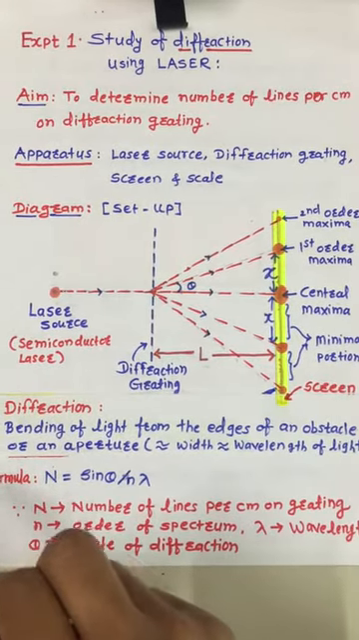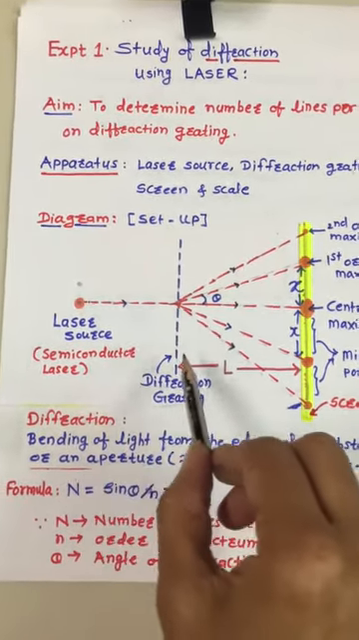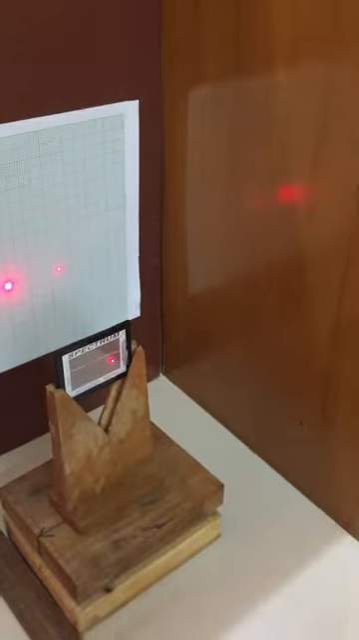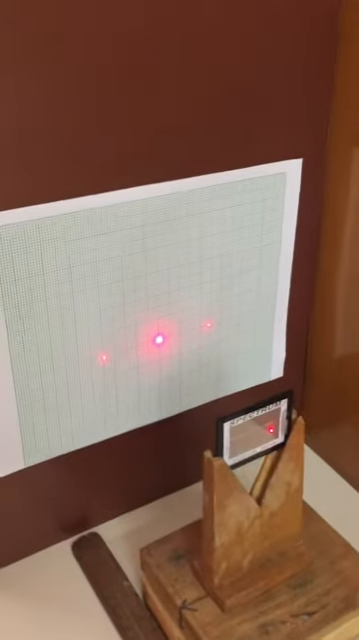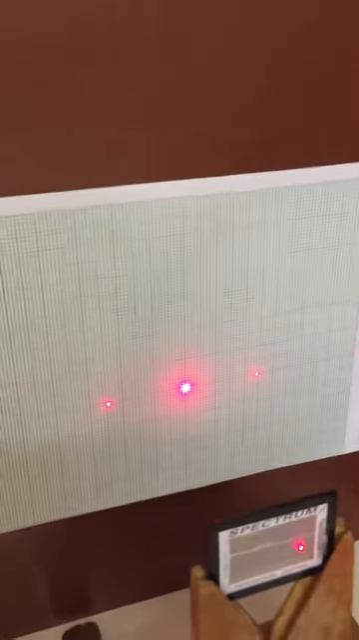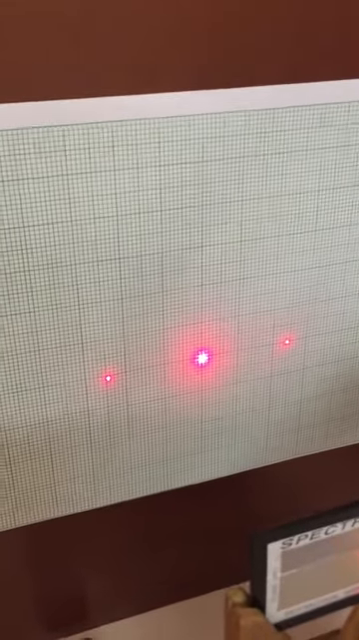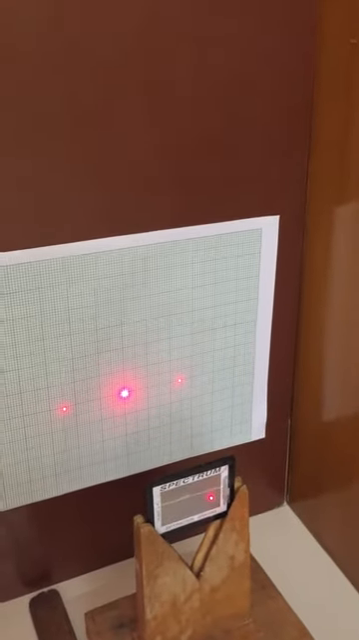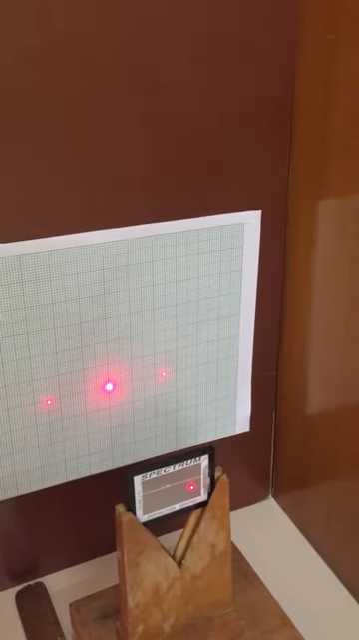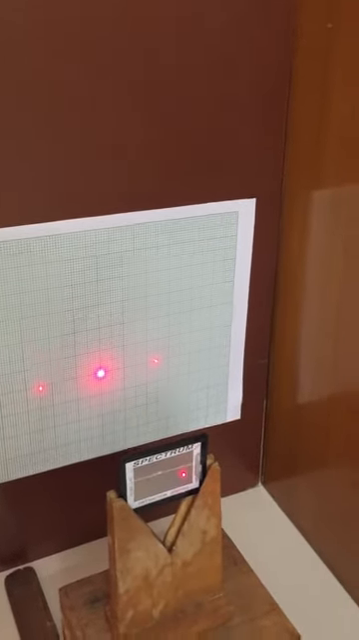So this is the experimental setup in which we have used a semiconductor laser, grating and screen. Again, an overview of the setup: this is the semiconductor laser, and here is the grating. Light from the semiconductor laser falls on the grating, and on the screen we observe 3 spots more clearly. 2 more spots are faintly available, and they are called second order maxima. So the first order maxima and central maxima are clearly visible. In this experiment we are going to focus on the first order maxima.